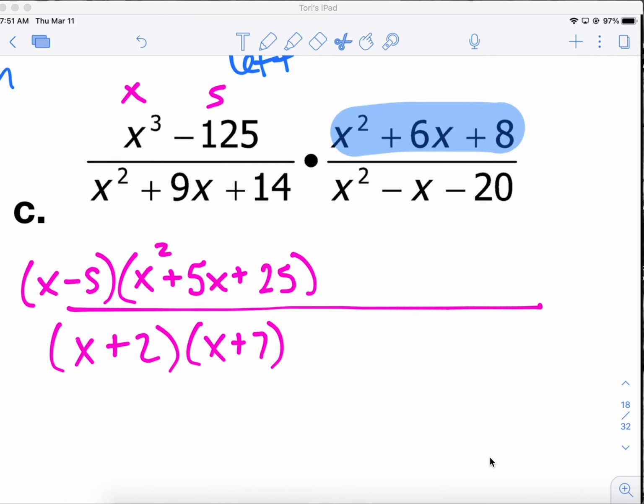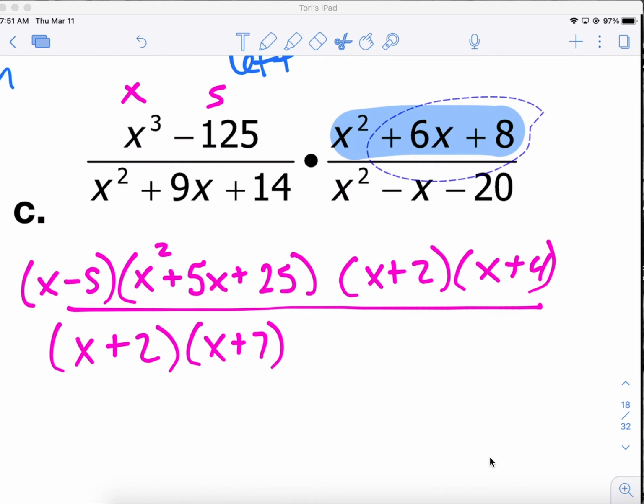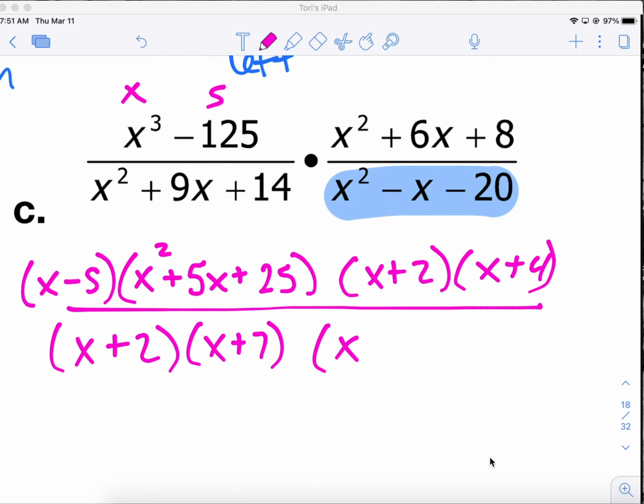Moving back up to the top. Multiply to make an 8, add to make a 6. That's going to be 2 and 4. So x plus 2, x plus 4. And down on the bottom, multiply to make a negative 20, add to make a negative 1. It's a 4 and a 5. The 5's going to need to be negative. So x minus 5 and x plus 4.